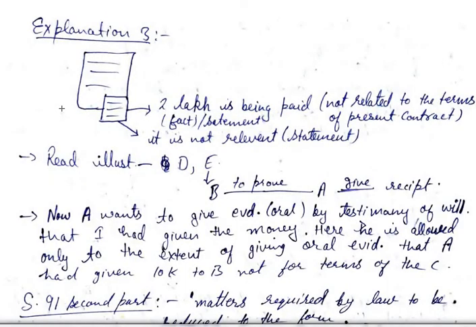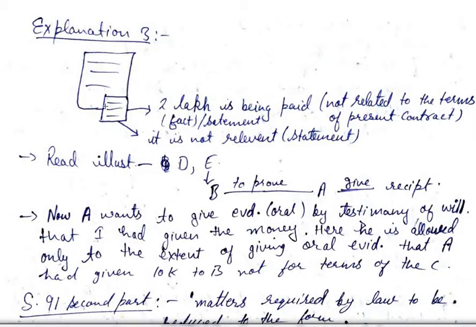Now in the previous lecture I told you, suppose there is a document between A and B, and in this document they have written all the terms of the contract, and somewhere in this document only they have written something which is not related to the present contract or transaction. For example, in the previous lecture I had told you that they have written a term in this contract of a previous transaction of 2 lakhs which is not paid.